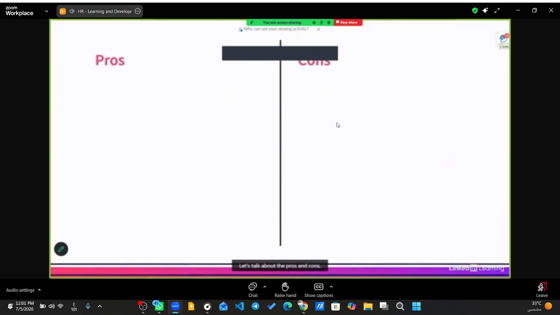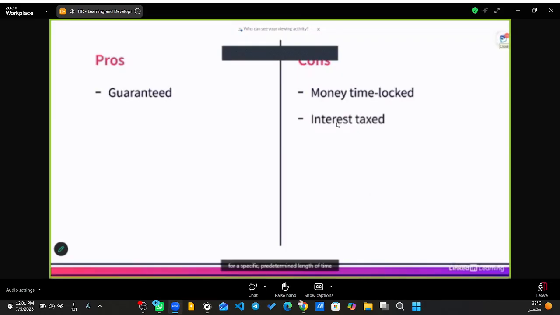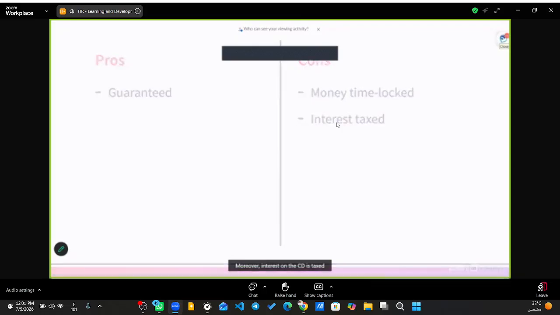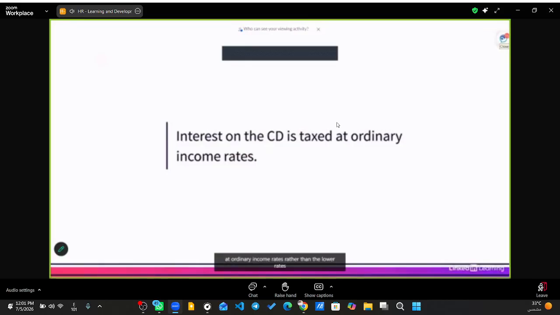Let's talk about the pros and cons. CDs offer a higher rate of interest than a savings account. They're guaranteed by the bank and by extension then the federal government. You know exactly what you will receive in interest on your investment. But they also have drawbacks. You are locking your money up for a specific predetermined length of time and it can be hard to get that money back without paying a penalty. Moreover, interest on the CD is taxed at ordinary income rates rather than the lower rates that apply to many stock and bond investments.